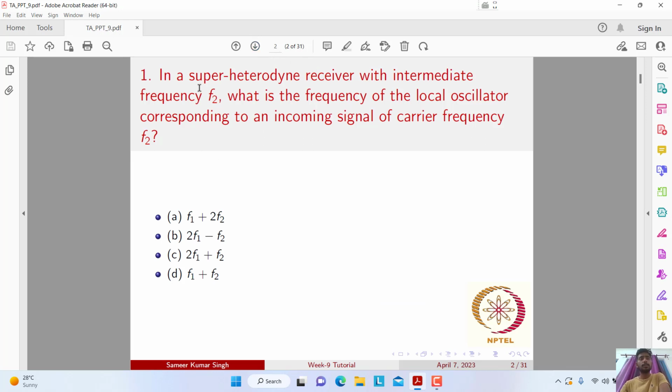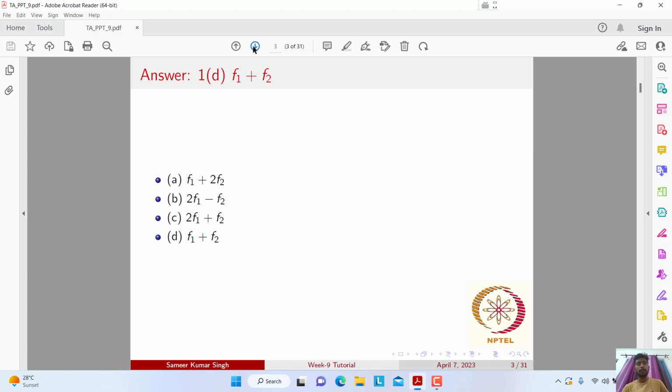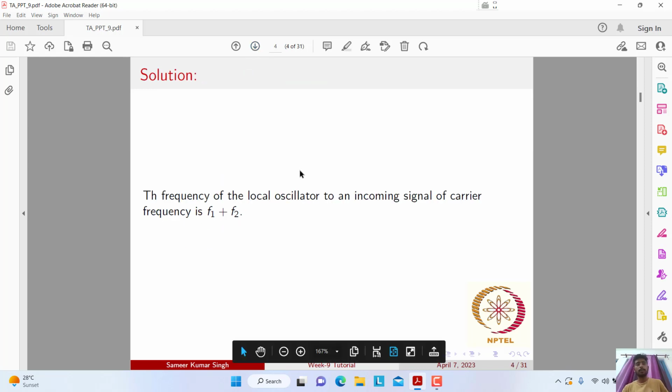In question number 1, there is some typing mistake. I will fix these issues in the PDF after I upload it. The answer is F1 plus F2.